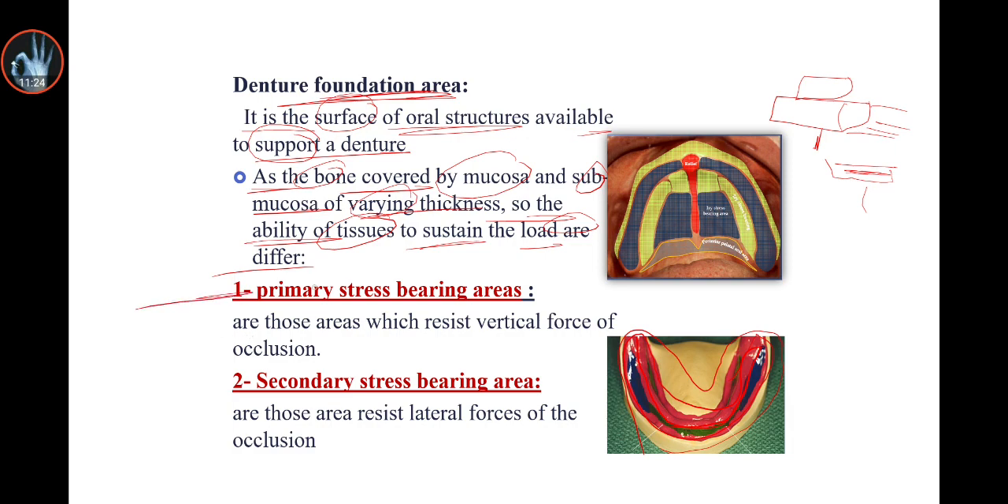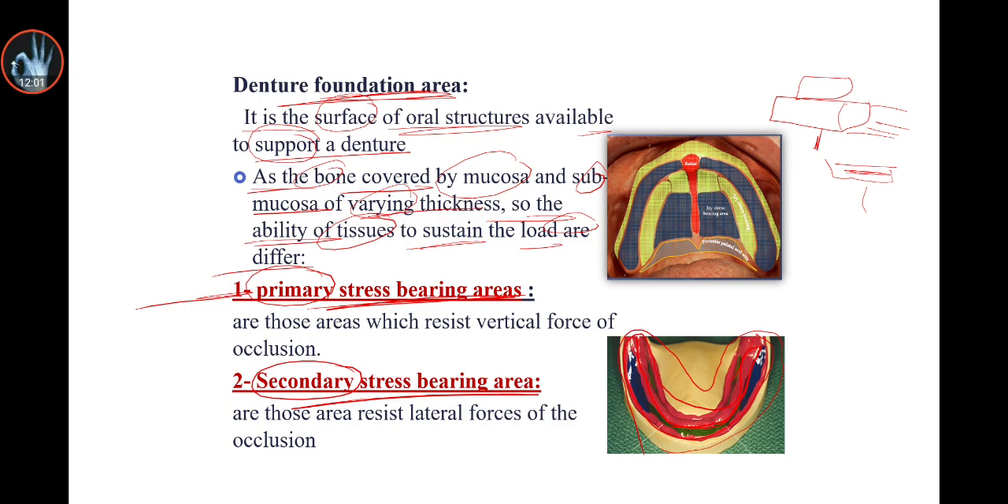So we have two divisions, something called primary stress bearing area and something called secondary stress bearing area. Primary stress bearing area, those areas that can like 100% support the structure. Secondary stress bearing area, those that can like 75% support the structure. يعني primary area, stress bearing area هي اللي ممكن تتحمل يعني الحمل بشكل 100% تقريبا، والسكندري تقريبا 75%.